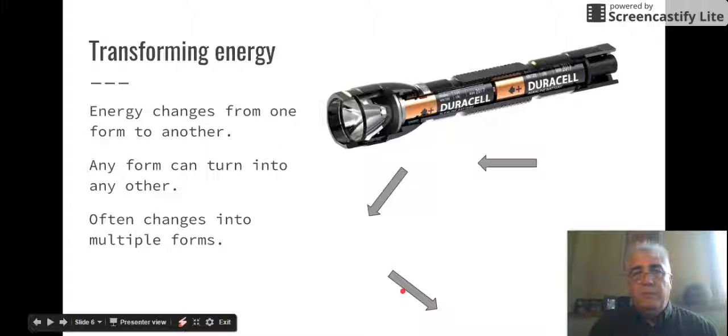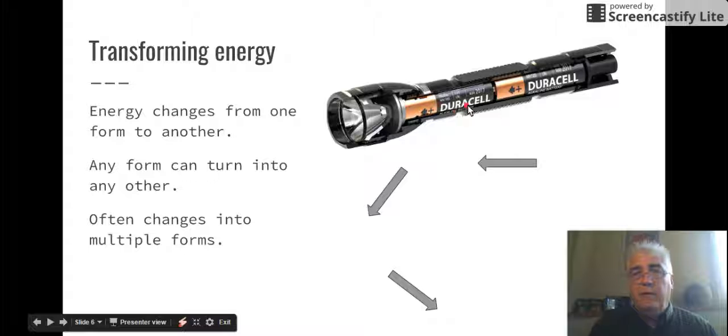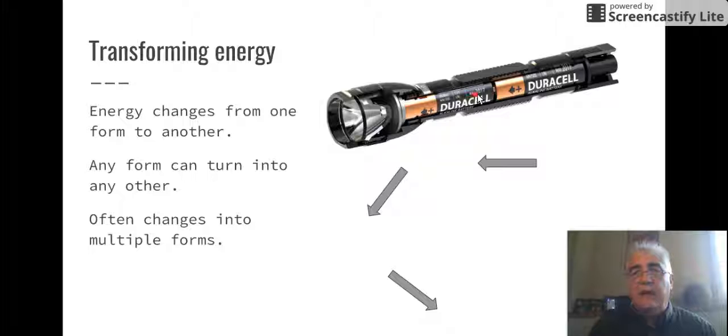Energy transforms, meaning it goes from one form to another. In using this flashlight, there's a couple batteries. The batteries have chemicals inside. Those chemicals, the way that they're arranged, produce electricity. That electricity travels through the wires to the bulb, and then in the bulb of the flashlight, that energy is converted into light energy and a little bit of heat. So we're going from chemical energy to electrical to light and a little bit of heat. This happens in all forms of energy.